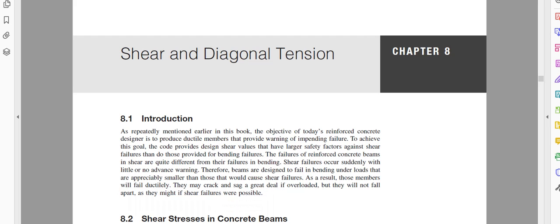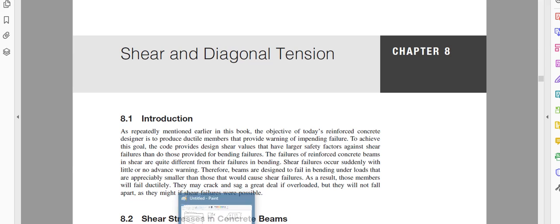Today we will start chapter 8, which is shear and diagonal tension. This chapter name is not so clear. Simply, we will learn shear reinforcement design. So what is shear reinforcement design, and how do we design it? In this video I will cover this theory, and in the next video I will solve an example.